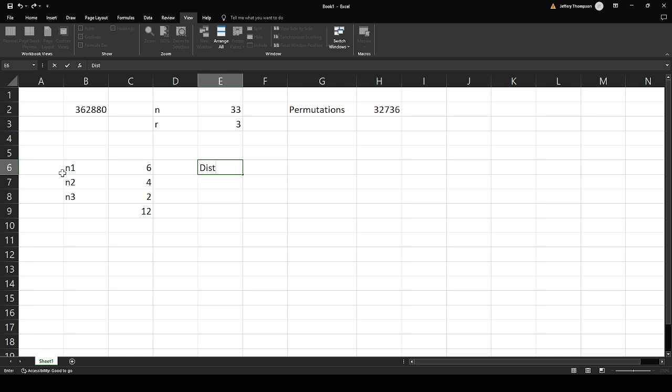And then in my distinguishable permutations, I have to build the formula into it. So upstairs, I'm going to have N total factorial. So I need to use the factorial command. And in the parentheses, I'm going to put my total, which was C9. And I'm going to divide it by a multiplication, but this multiplication has to be in parentheses. And so it's going to be the factorial of N1, which is C6. And then I'm going to multiply that by the factorial of C7.